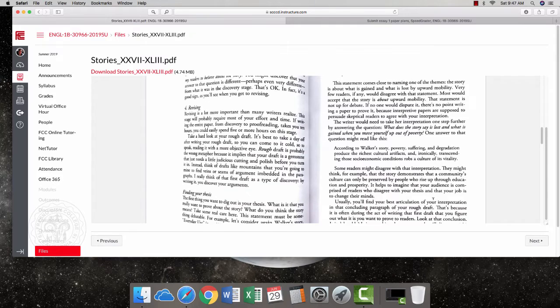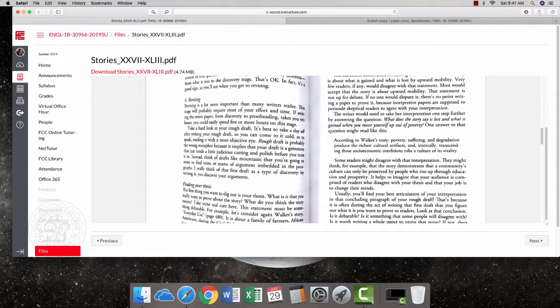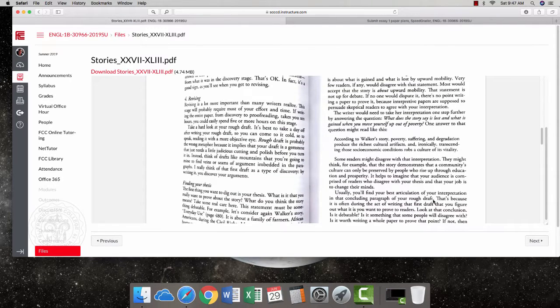Number 4, revising. Stage 4. Revising is a lot more important than many writers realize. This stage will probably require most of your effort and time. If writing the entire paper from discovery to proofreading takes you 10 hours, you could easily spend 5 or more hours on this stage, revising.